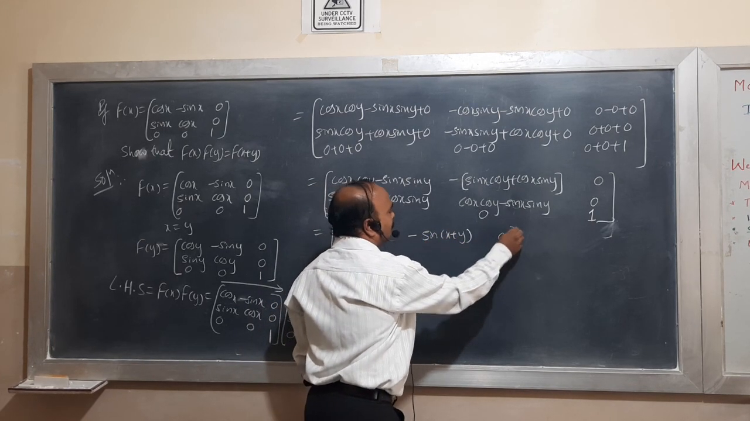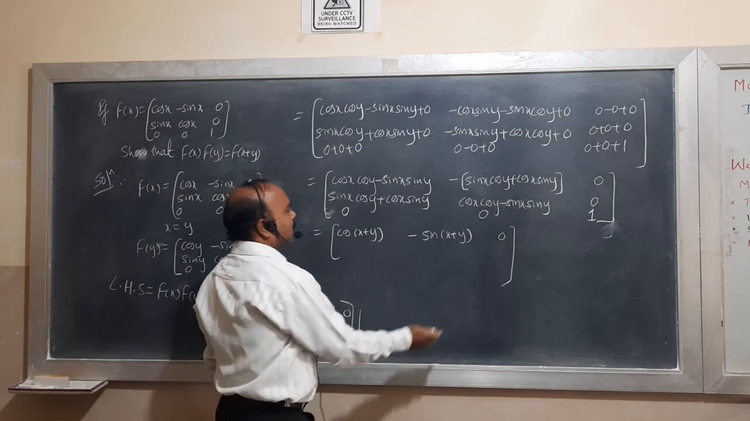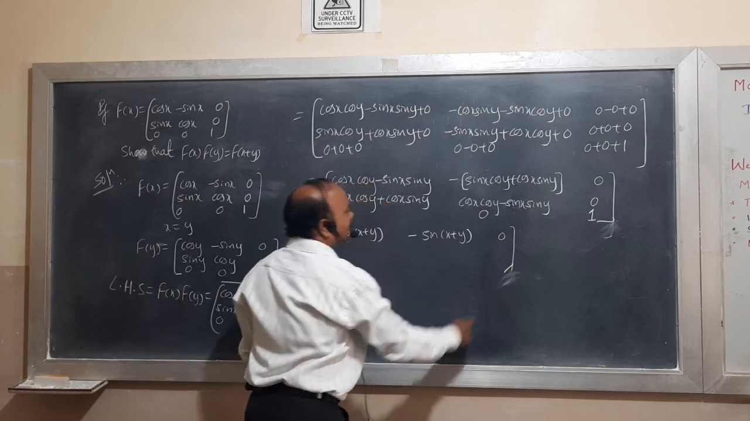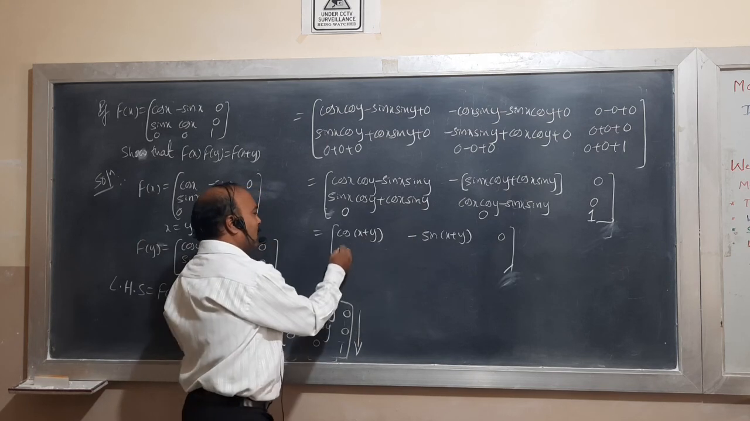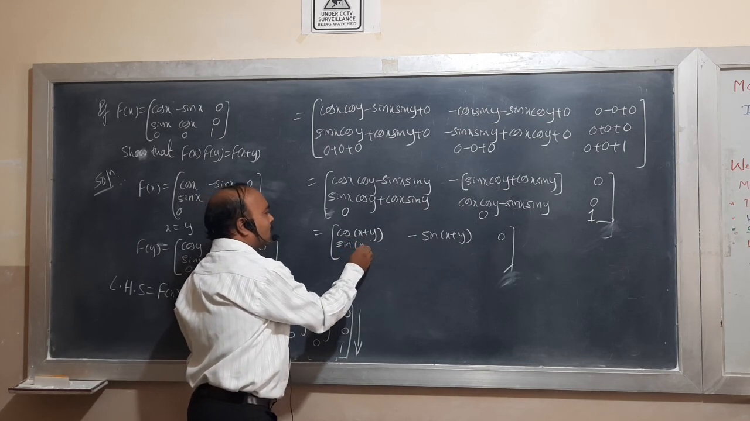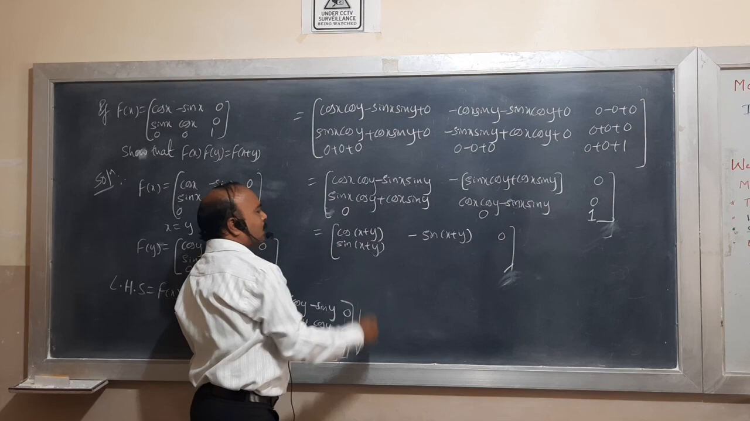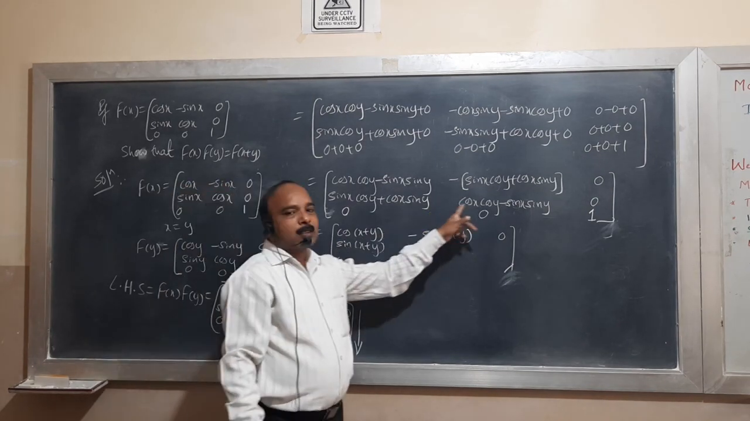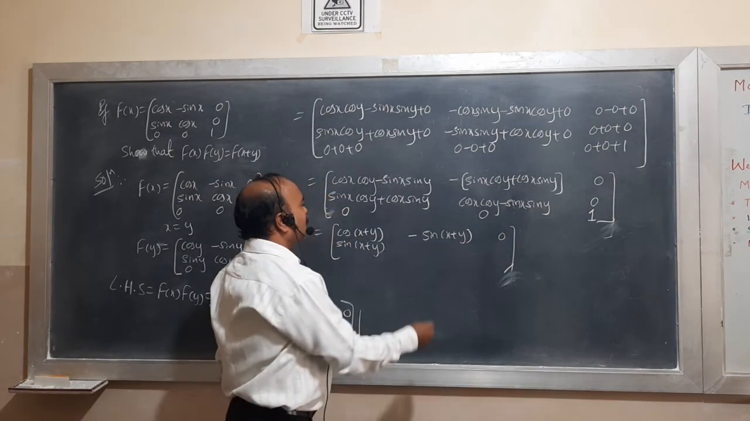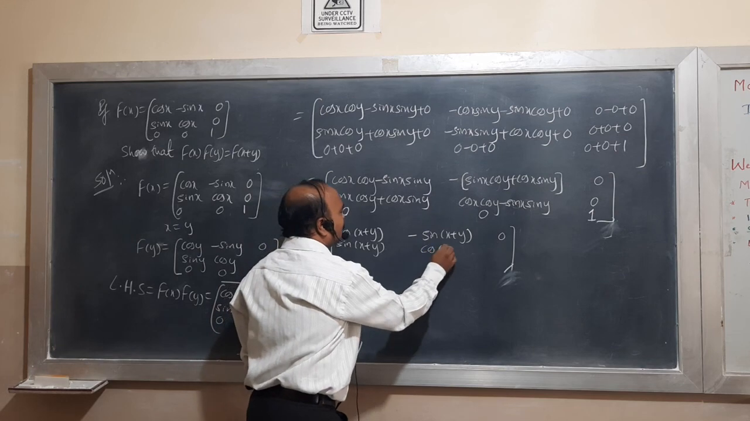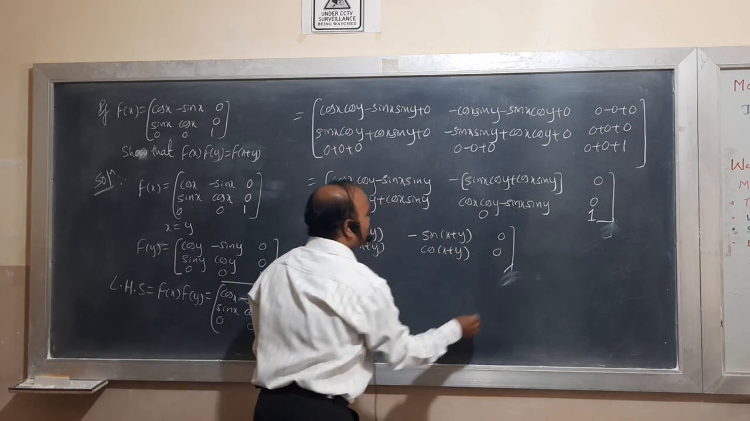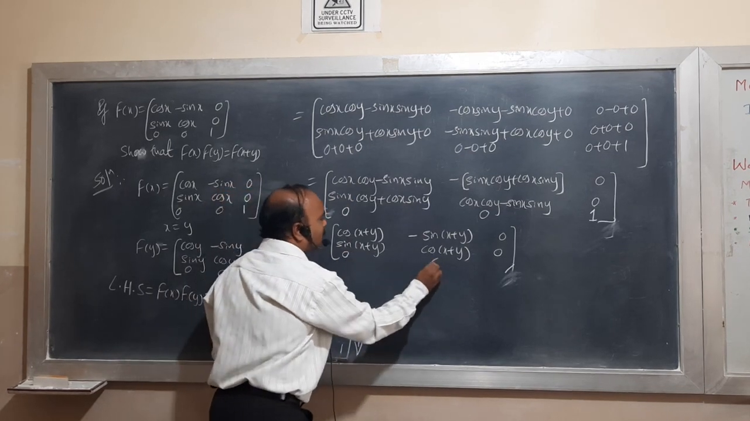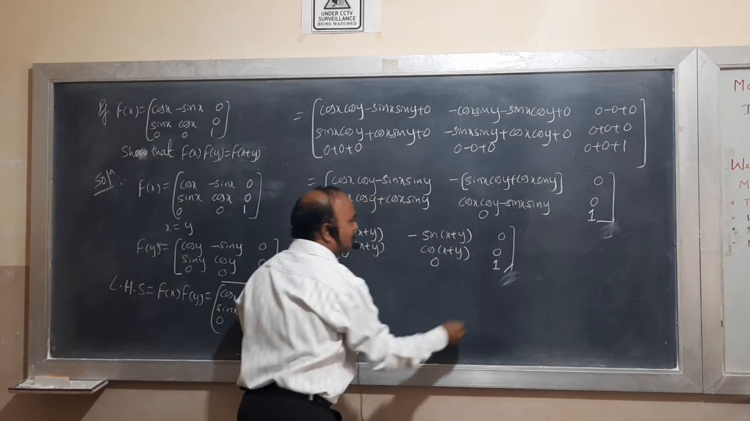It is 0 as it is. Next, second row, here sin x cos y plus cos x sin y. Again it is sin of x plus y. Next cos x cos y minus sin x sin y. It is cos of x plus y. It is 0. Third row is 0, 0, 1 as it is.